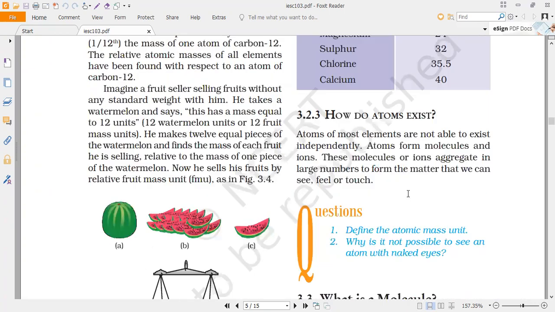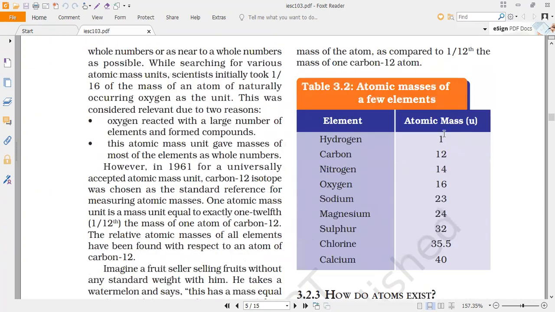For that purpose, how many elements should you learn? They have given very few elements here, but you can learn minimum 20 elements along with their atomic masses. Hydrogen atomic mass is 1 U, 1 atomic mass unit. Carbon 12, nitrogen 14, oxygen 16, sodium 23, magnesium 24, sulfur 32, chlorine 35.5 and calcium 40.